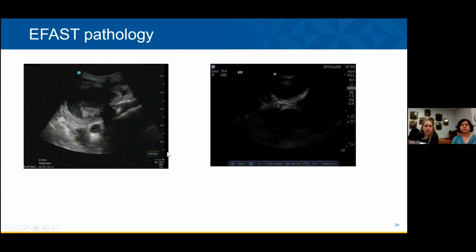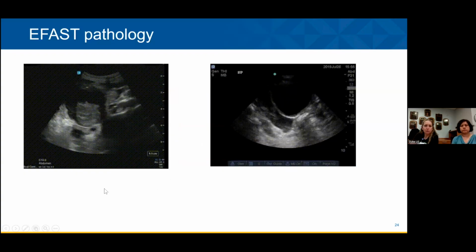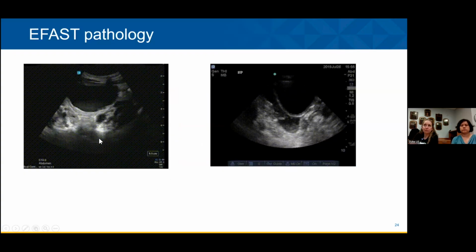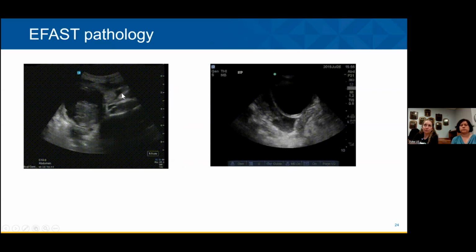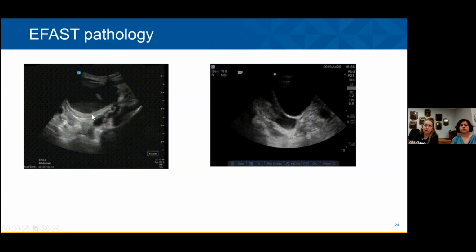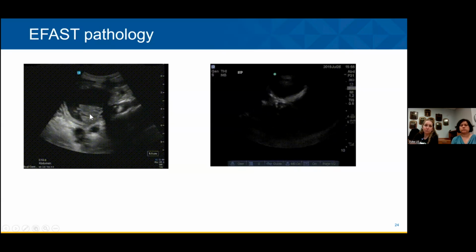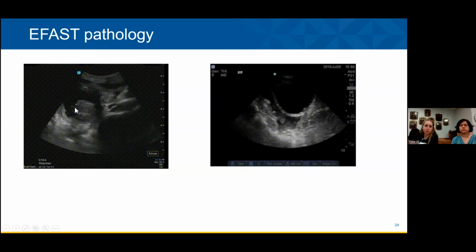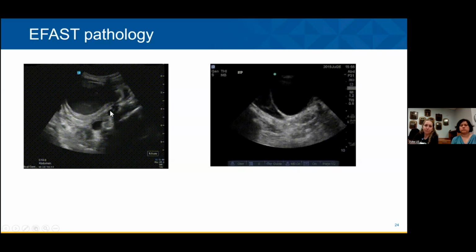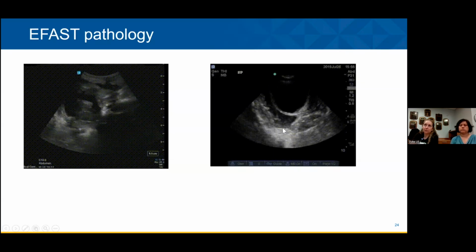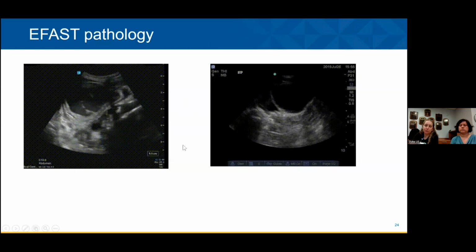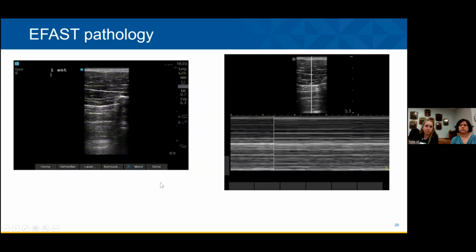And then these last 2 are some suprapubic images. The image on the left, you can see the bladder, and there is some black fluid outside the bladder. There's also a large structure inside of the bladder. This patient was having gross hematuria, so that is a blood clot. And then this image on the right is another suprapubic view, and this black that you see right below the bladder is free fluid. And then last but not least, this is an image of a patient with a pneumothorax.